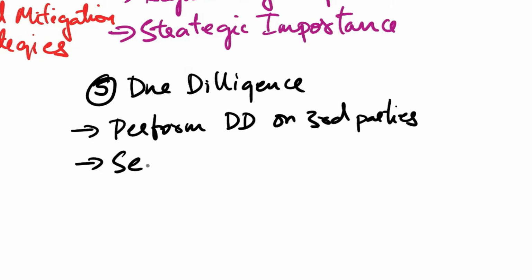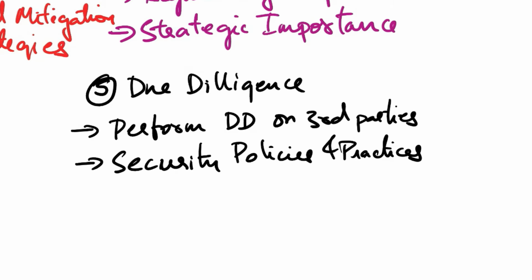Next, review security policies and practices. Evaluate the third party's security policies and practices. This includes their information security policies, data protection measures, and adherence to industry standard security frameworks. Next, assess compliance. Ensure that the third party complies with relevant laws, regulations, and industry standards. This assessment may involve reviewing certifications, audit reports, and other compliance related documentation.